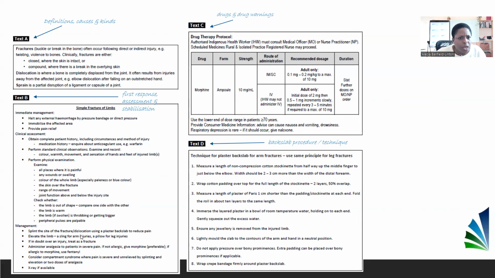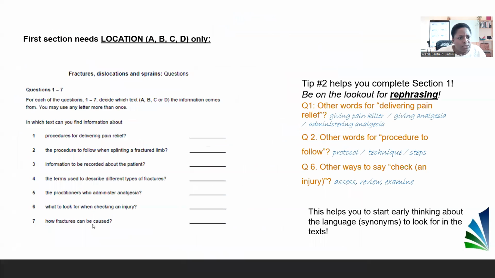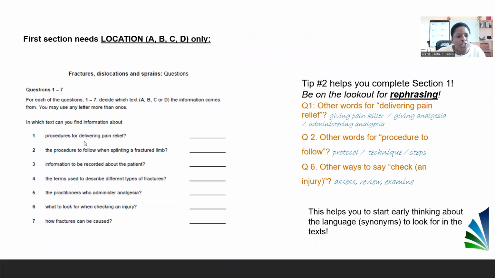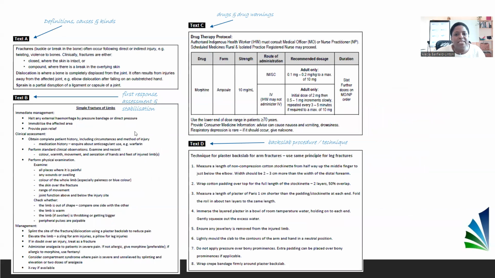So, but which do they want? Do they want part text B or do they want part text C? What's the question? The question is procedures for delivering. So what's another word for delivering? Administering, giving. Does anything talk about administering or giving drugs? Boom. Right here, root of administration. Your answer is C.